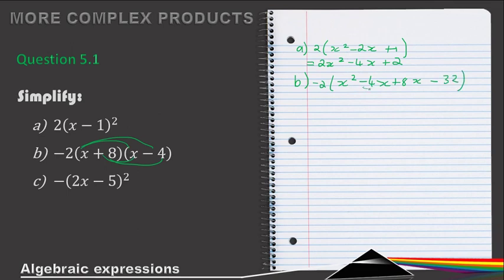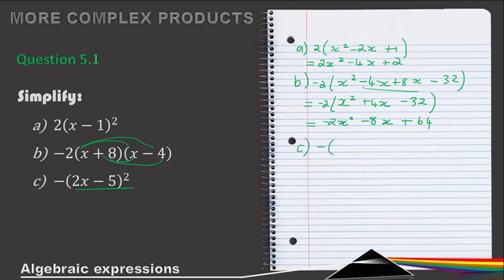and then we can just add those like terms, so x squared, minus 4 plus 8 gives me plus 4x, minus 32, and then we multiply in the negative 2, so we get negative 2x squared minus 8x plus, because a negative and a negative is a plus, plus 64. For C, I'm going to simplify that first.